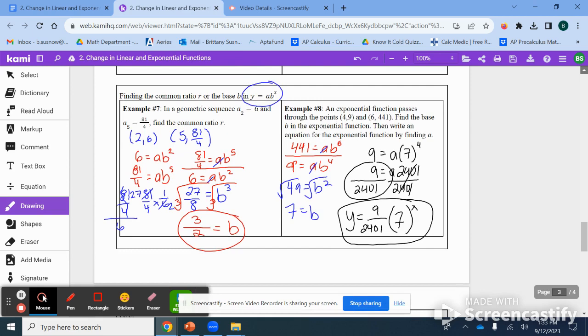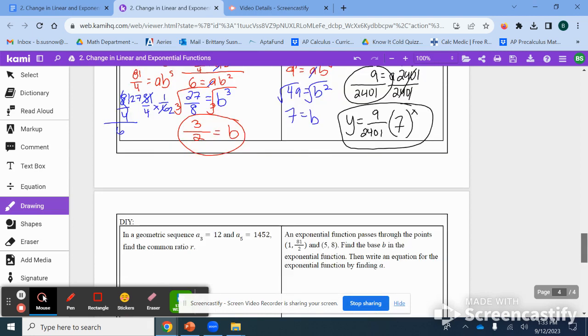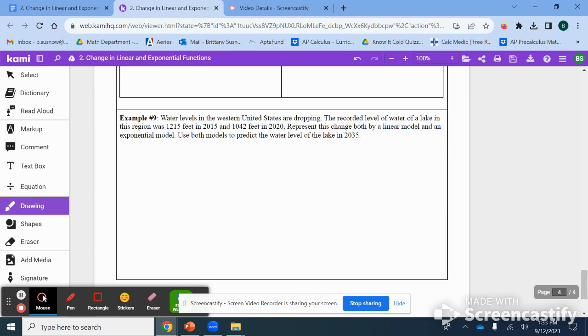Right. For time, we're going to jump down to example 9. And then that's the last thing. I can put up the answers for these as well, if you want, but let's do example 9. Okay.